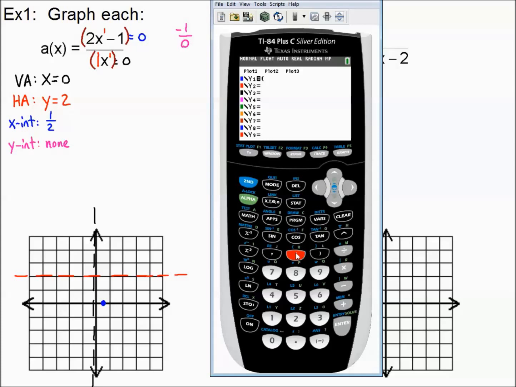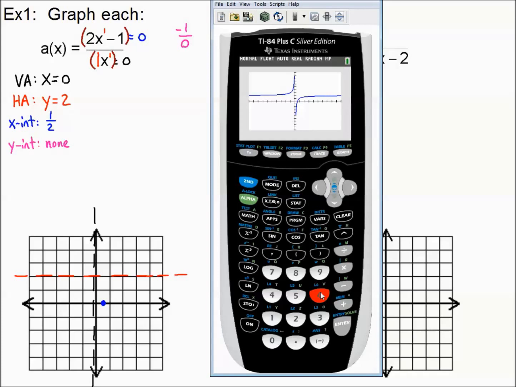So I'm going to start with my parentheses and put the 2x minus 1 in the numerator. Close my parentheses, hit the division, and then I'm going to put the x in the denominator. I know when it's just a monomial, you don't really need it, but it never hurts. I'm going to press zoom 6 because this is the first time I'm using the calculator in a while, and I just want to make sure that we're in our normal zoom.